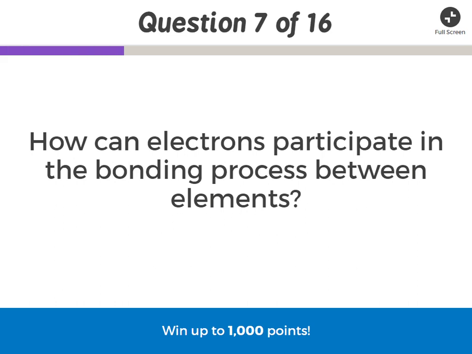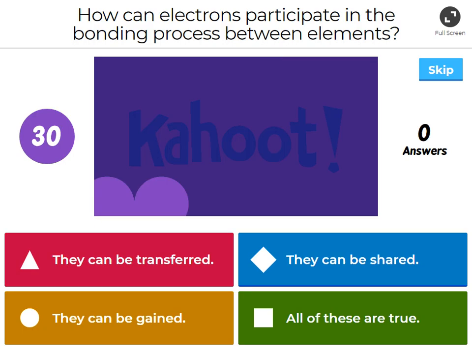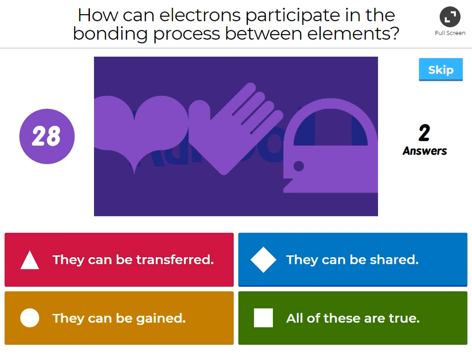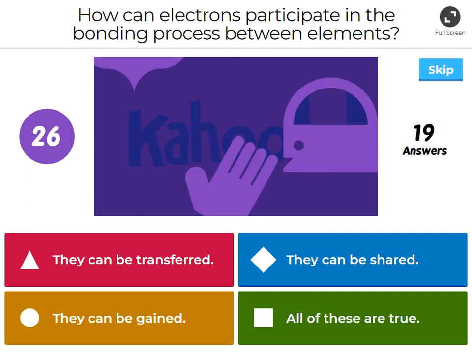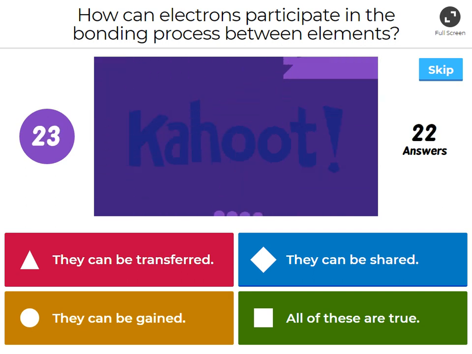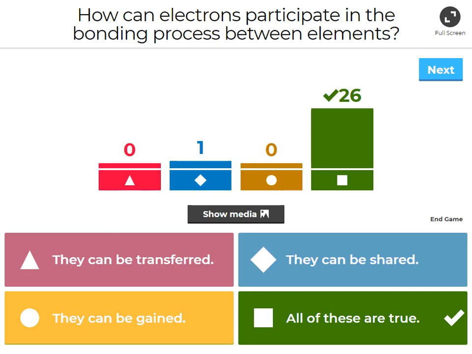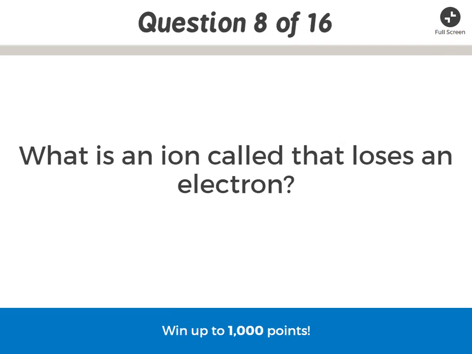How can electrons participate in the bonding process between elements? Okay, so again, I think this was just a quick answer, but this one's referring to what kind of bond? Transferring. That's going to be ionic. Gaining electrons? Ionic, right? And then sharing, covalent. What is an ion called that loses an electron?